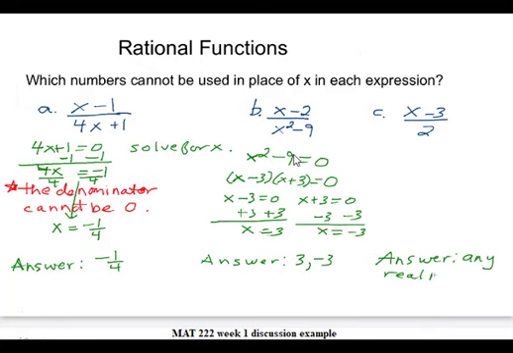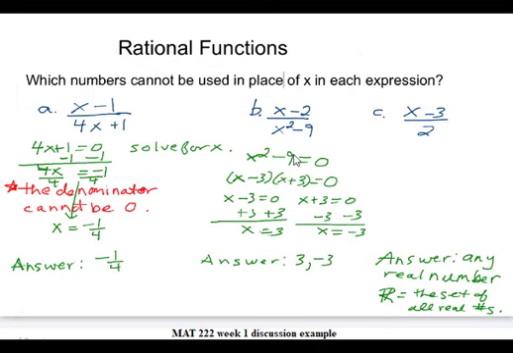Now we have a special symbol that we use to express any real number, and that is this symbol R with a double line. This means the set of all real numbers. Note that it need not be put in set brackets. The R with the double line indicates that it is a set.